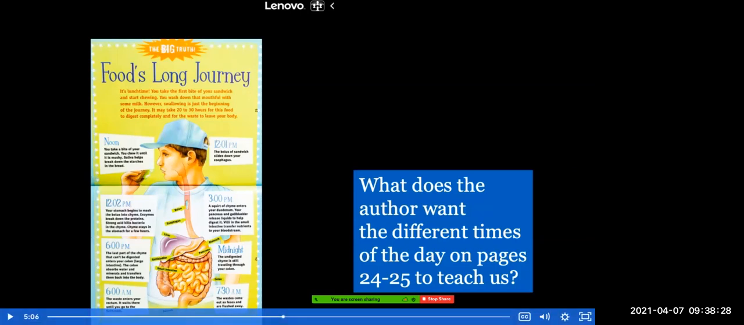But then it takes till 6 o'clock for the last part that can't be digested. That's 6 hours that it sits in your stomach and your small intestines. So it tells me that there's certain times that the food has to stay in those body organs.